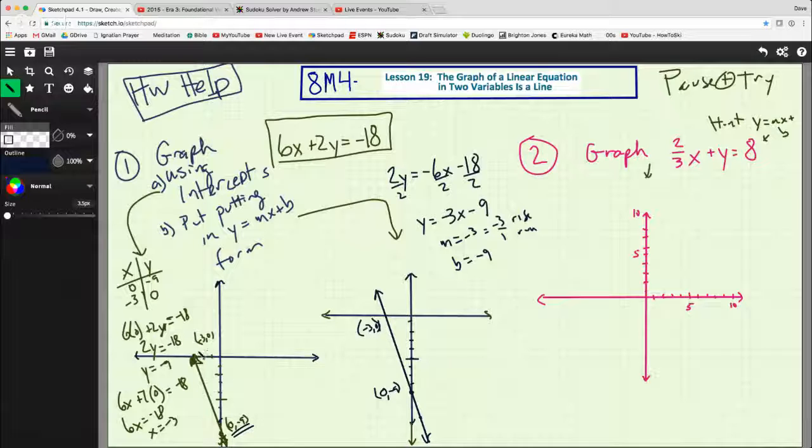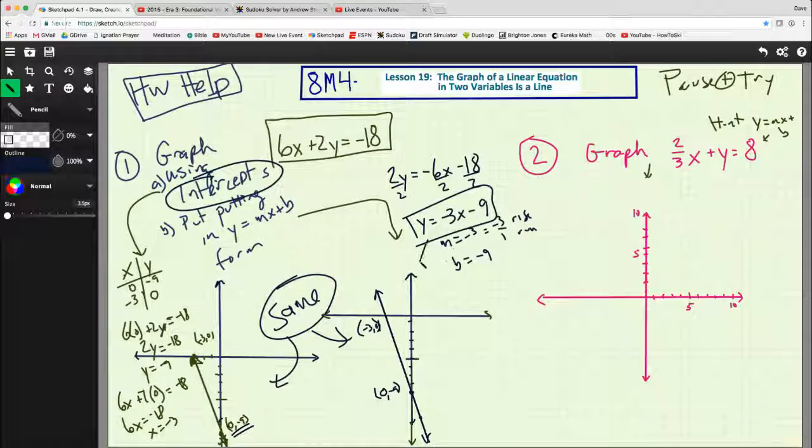Just like we did over here. So these are in fact the same. So you can make a decision for yourself whether graphing using intercepts or graphing using y equals mx plus b form is easier for you.